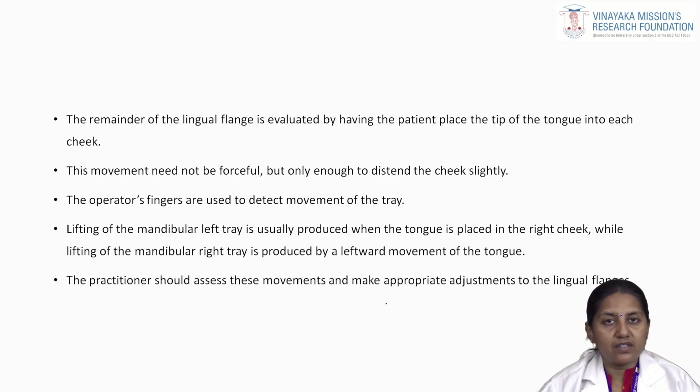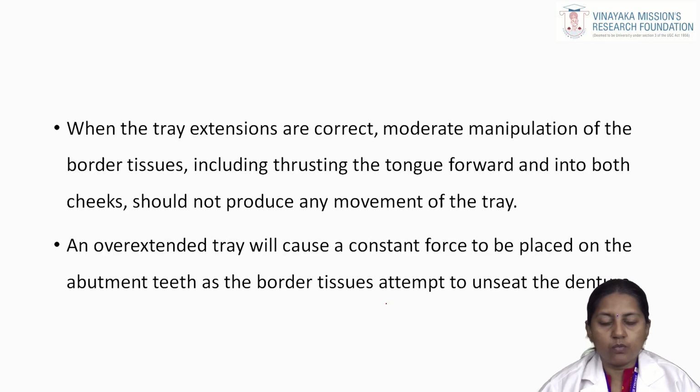What happens when the tongue goes and touches the right cheek? The left tray will lift, while the lifting of the mandibular right tray is produced during a leftward movement of the tongue. The practitioner should assess these movements and make appropriate adjustments to the lingual flanges. So once your tray extensions are correct, moderate manipulation of the border tissues, including thrusting the tongue forward into both the cheeks, should not produce any movement of the tray. That means if the patient does any tongue movements, there should not be any movement of the tray.